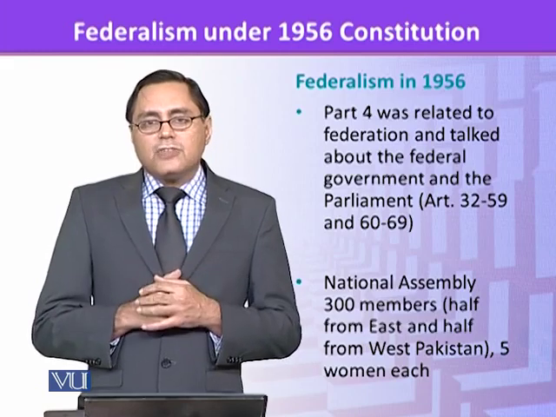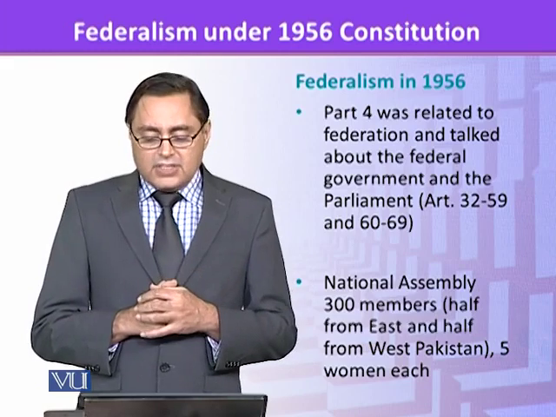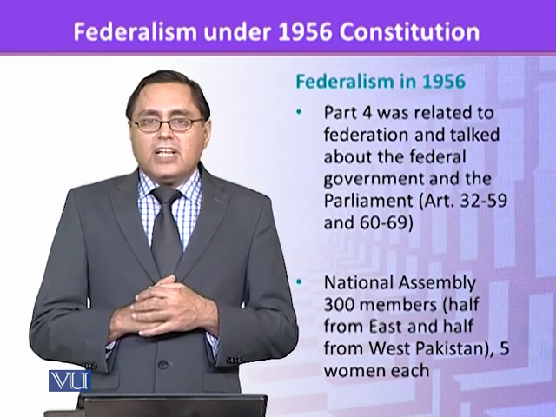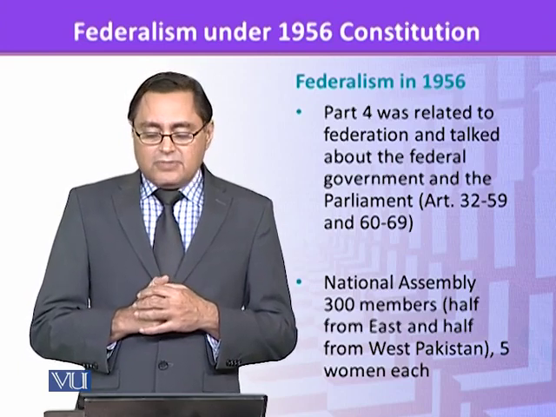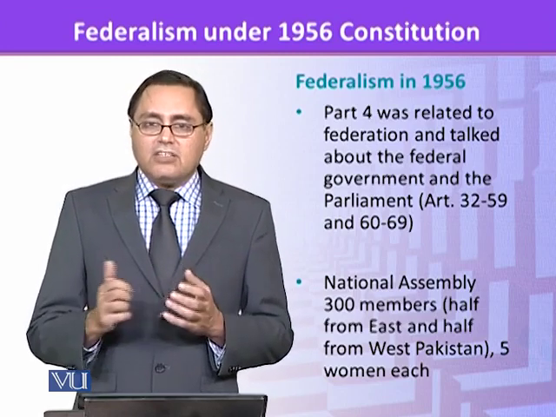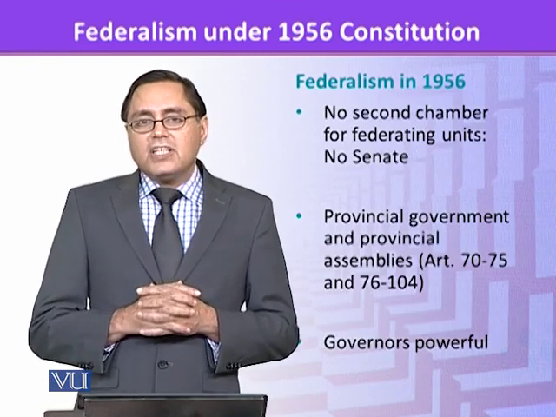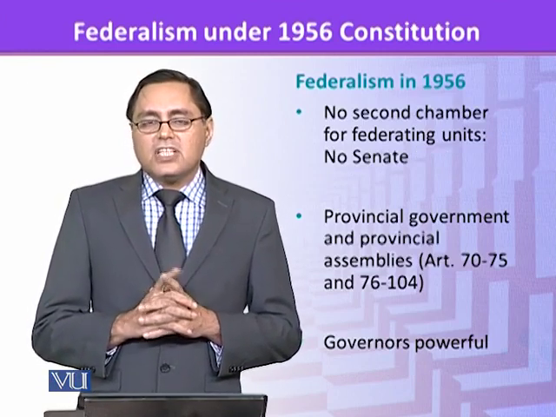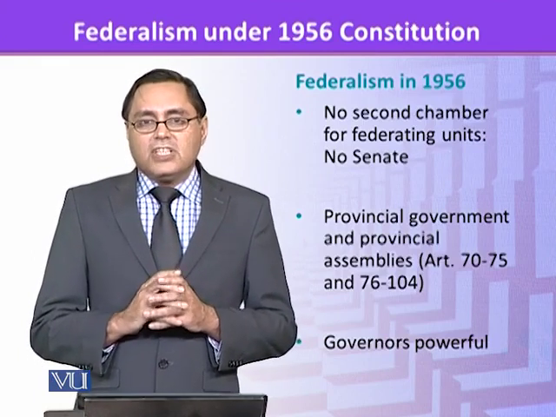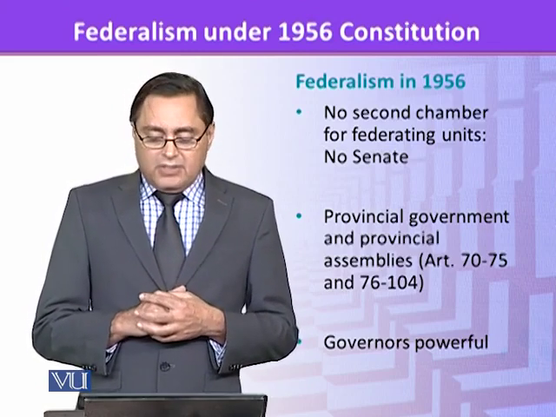In the 1956 Constitution, Part 4 is related to the federal government. It tells you about how the federal government works, how the parliament works, what parliament is constituted of. At that time, there was a National Assembly with 300 members, half coming from East Pakistan and the other half coming from West Pakistan. The peculiarity of this constitution was that there was no Senate. There was no second chamber. So the federating units didn't have a Senate to stop anything from happening which they didn't like.